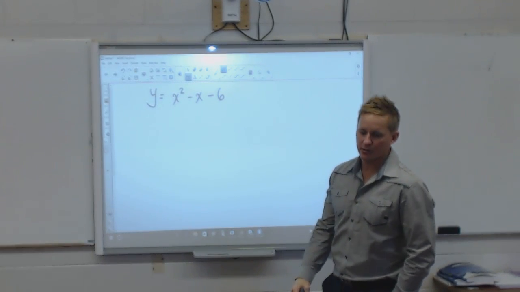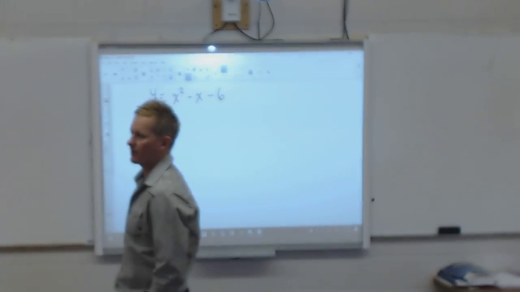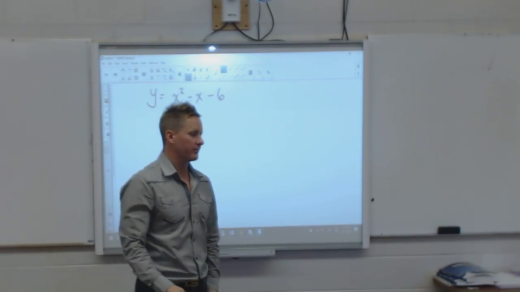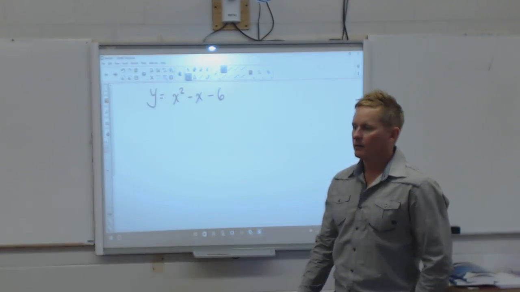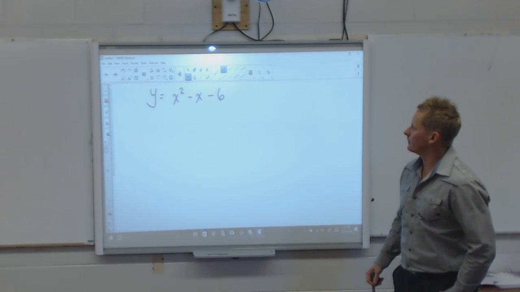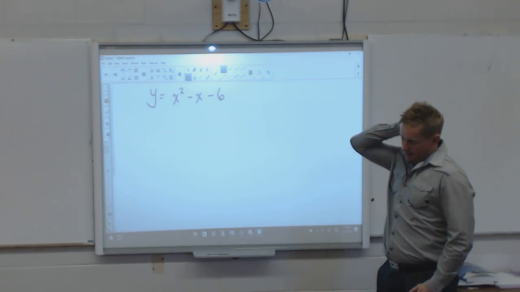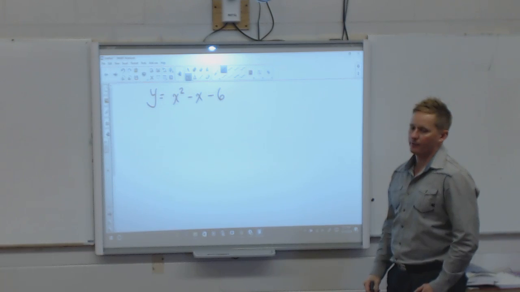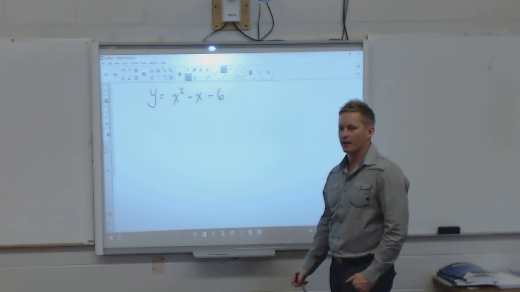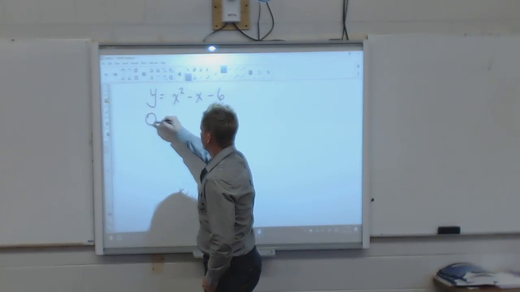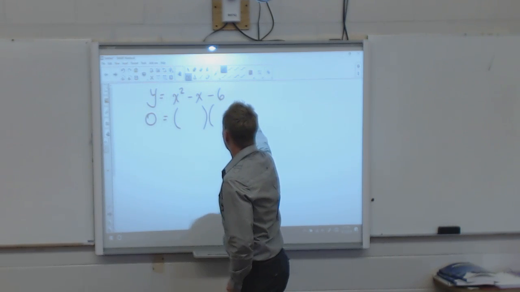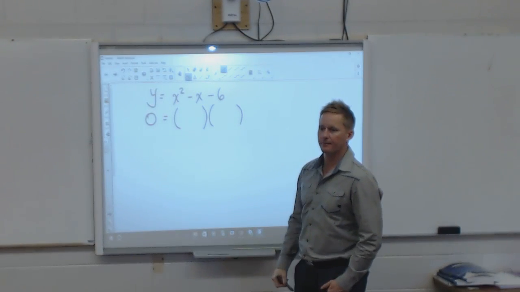I want to solve this quadratic equation, find the roots of it, the x-intercepts, the zeros of it. We can put this as y is equal to 0, and we can factor it. So that's kind of what we did yesterday. So we would go 0 equals 2 sets of brackets, right?